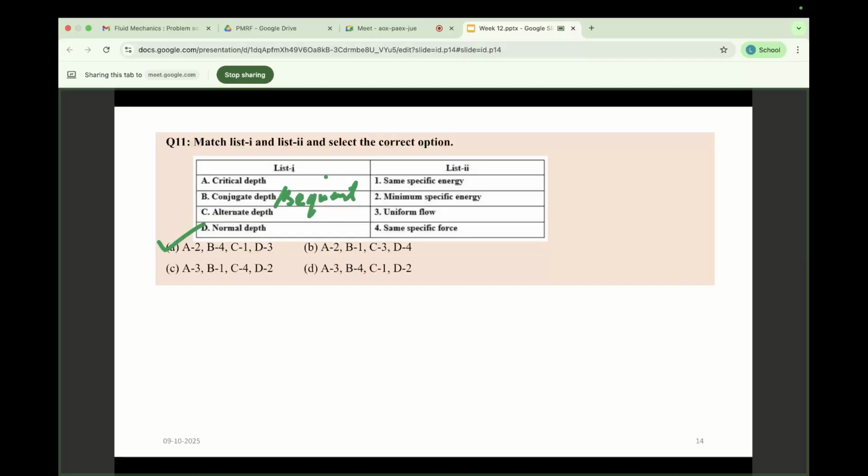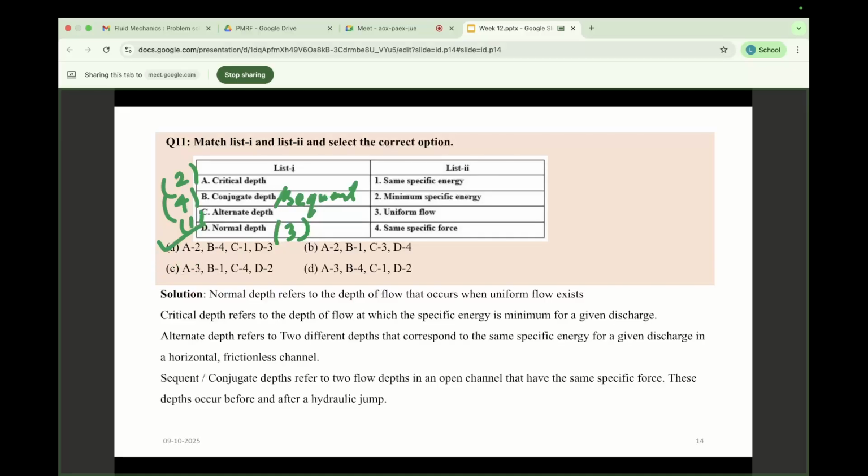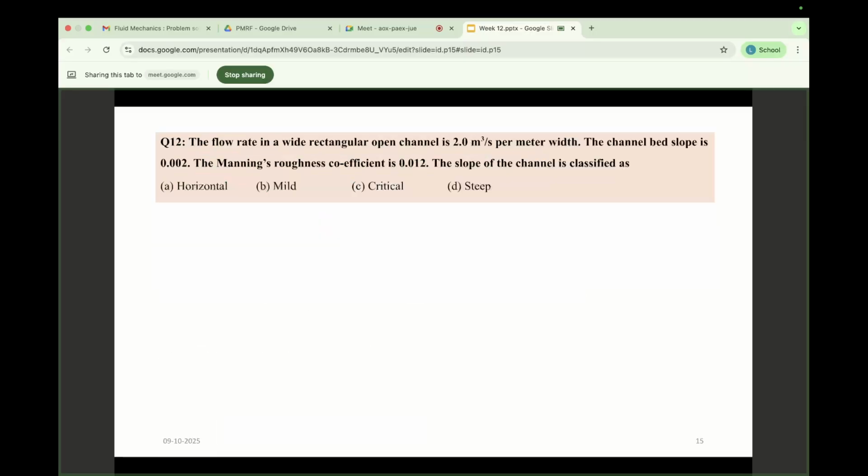So B corresponds to 4. A corresponds to 2. And alternate depth means having the same specific energy, so that is option 1. The normal depth means uniform flow. We have studied about this. So option D will be the correct answer. Okay, good. Both of you have answered it correctly. So moving to the next question.